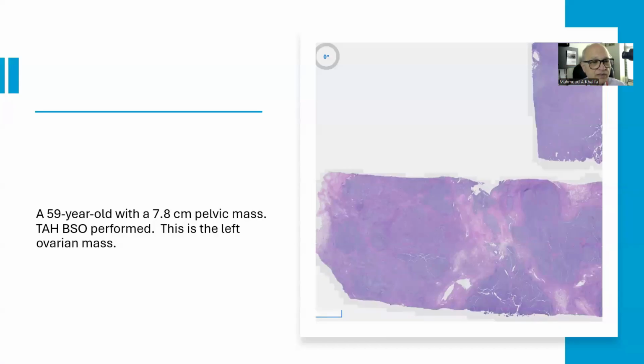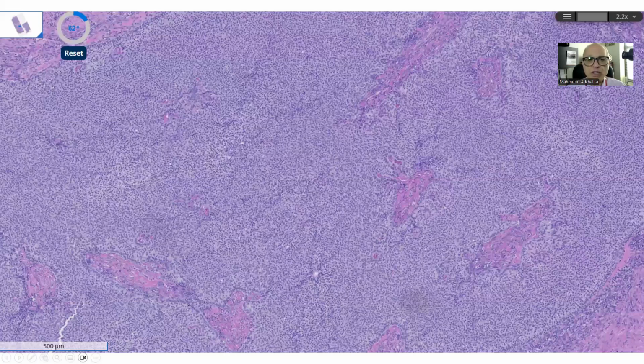The next case is a 59-year-old with a 7.8 centimeter pelvic mass. And here is the left ovarian mass. From this power, I think you can appreciate that the cells are arranged in a nodular pattern. There is some nodularity to the lesion. From this power, could this be a carcinoma? I don't think it's a carcinoma because it doesn't form glands and the nuclei are not atypical enough. There is no loss, there is no fragmentation of tissue that we typically see in high-grade serous carcinoma.